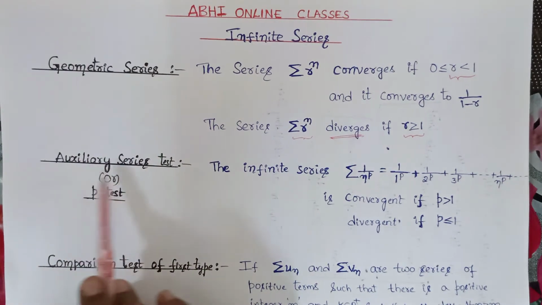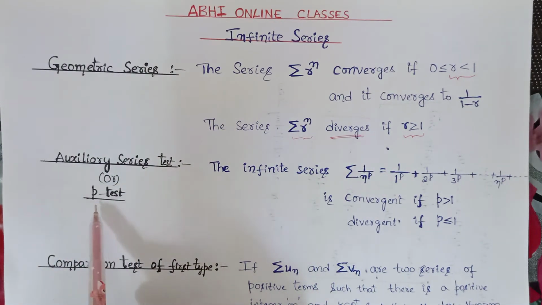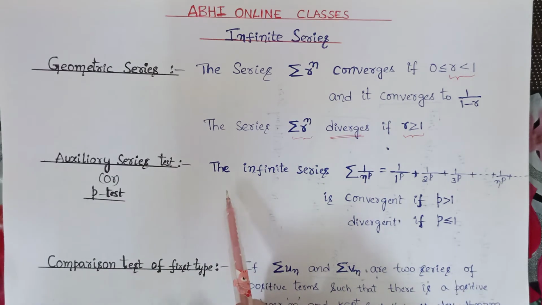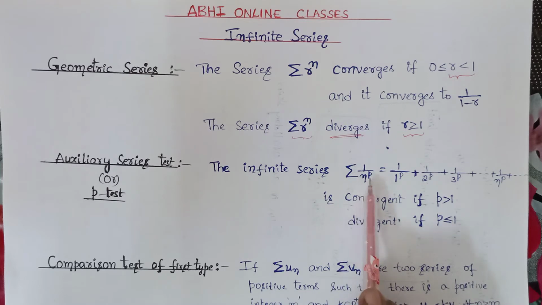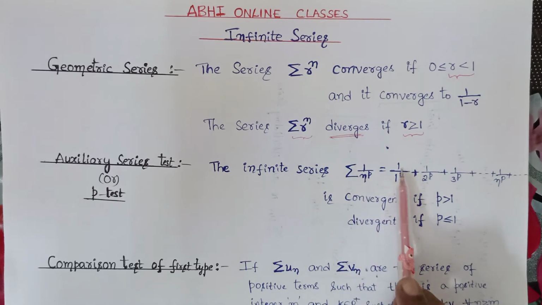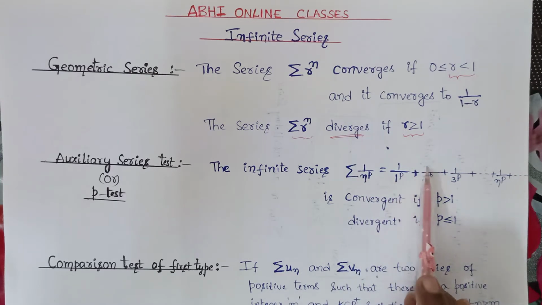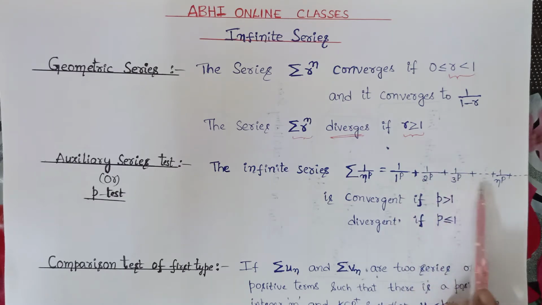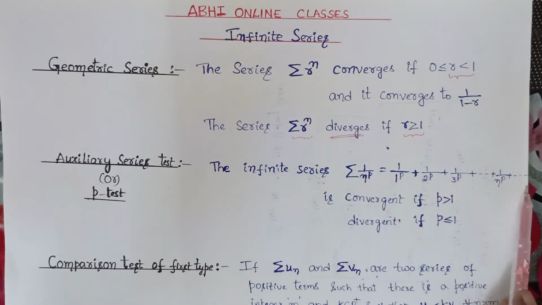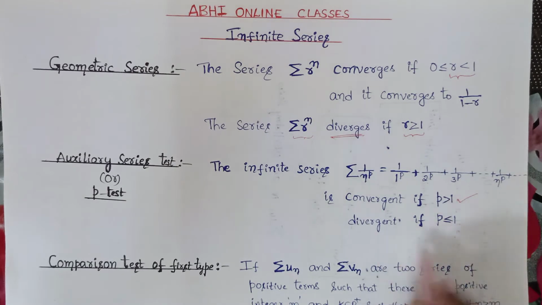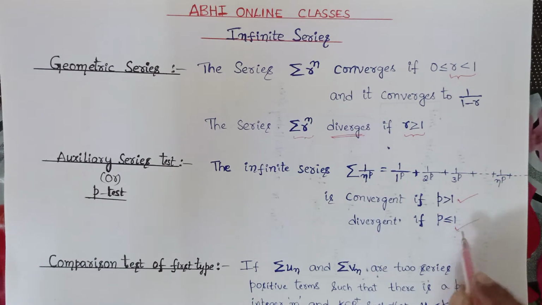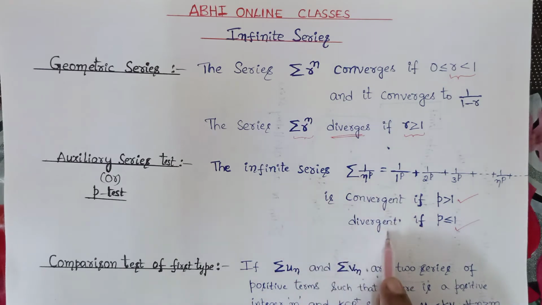Next one, the auxiliary series test, which is also called the P test. The infinite series sigma 1 by n power p equals 1 by 1 power p plus 1 by 2 power p plus 1 by 3 power p and so on, 1 by n power p and so on. This is an infinite series. This is convergent if p is greater than 1. Suppose p is less than or equal to 1, this series is a divergent series.